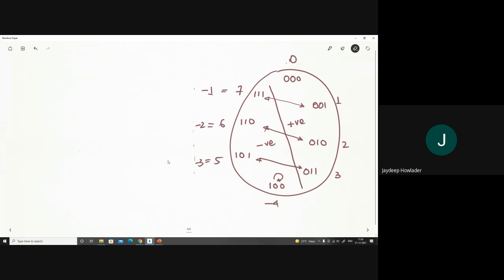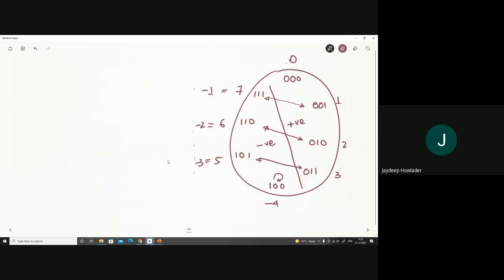Just consider the right hand side first. There are values 1, 2, and 3. Now if we want to represent a -1, I can identify the complement of 1 as its negation, the complement of 2 as its negation, and the complement of 3 as the negation of 3.